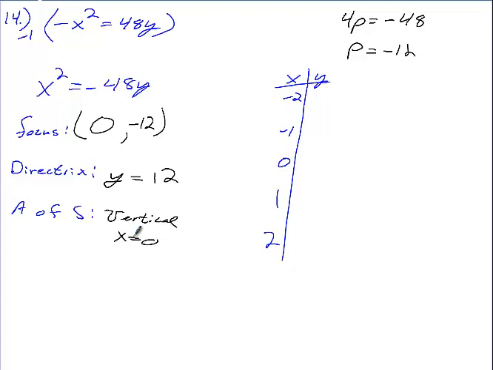So if your directrix is a y equals, then your axis of symmetry has to be an x equals, right? They'll never have the same variable. Okay? Because they're perpendicular. So if this is an x here, this has to be a y. If this is a y, this has to be an x. Everybody good? So plug in a 0, right?